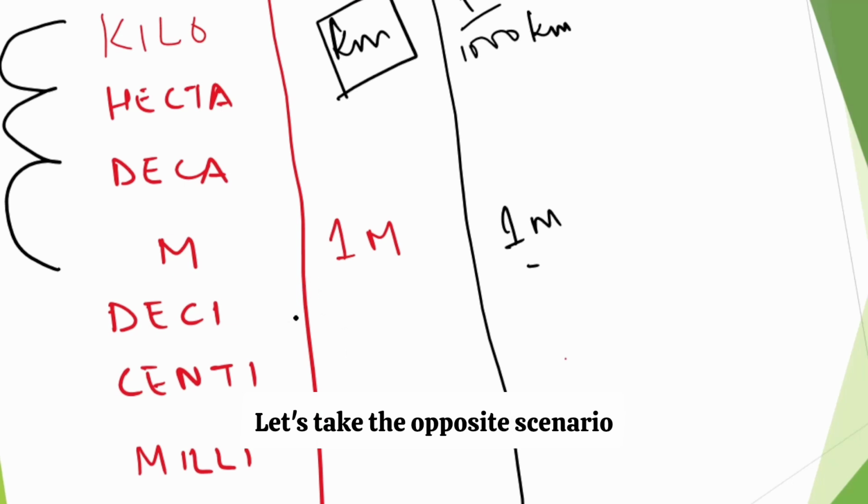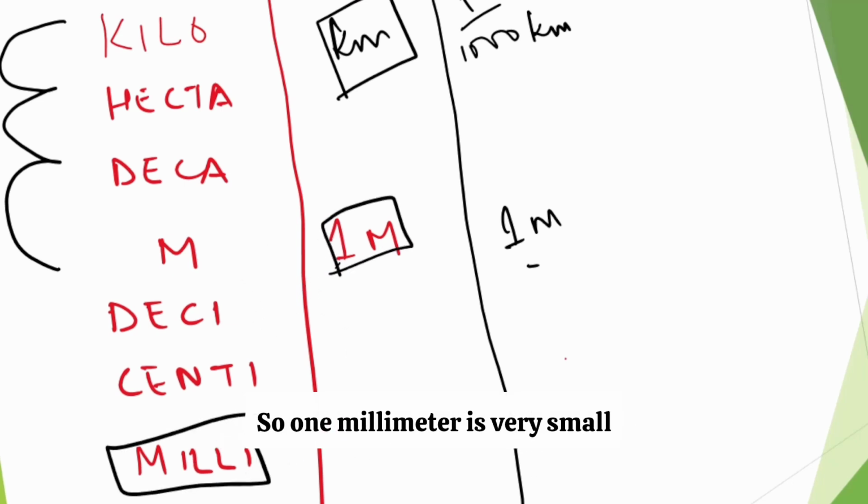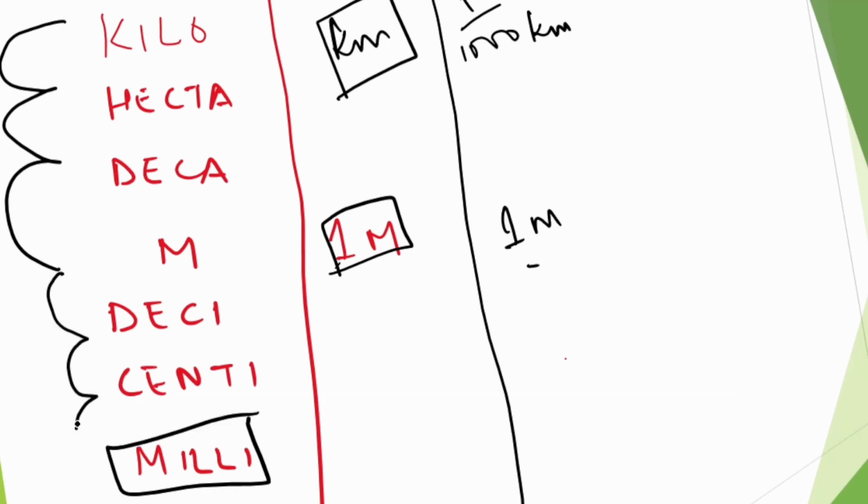Let's take the opposite scenario when we want 1 meter. How many millimeters is it? So 1 millimeter is very small, the size of say 1 hair or 2-3 hairs put together. So it will be bigger. So 1 meter you will multiply with 10, 100, 1000. So it becomes 1000 millimeters.